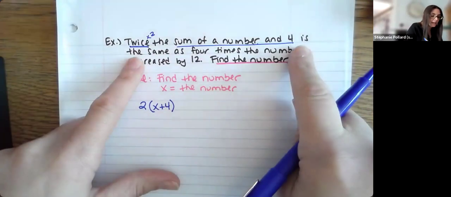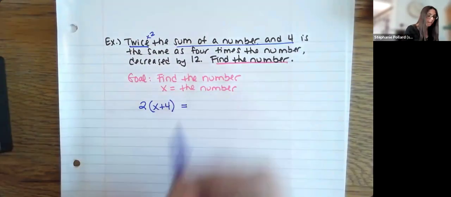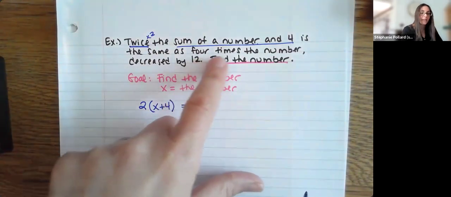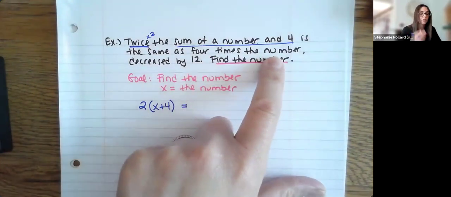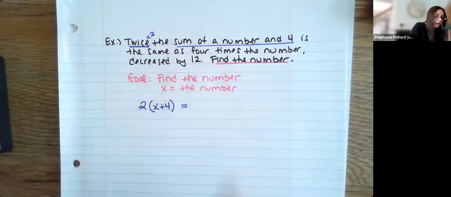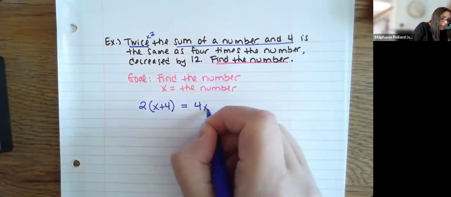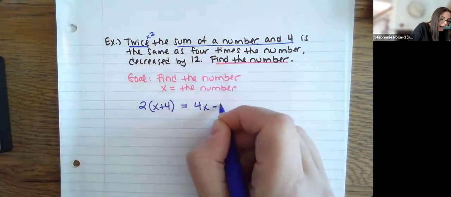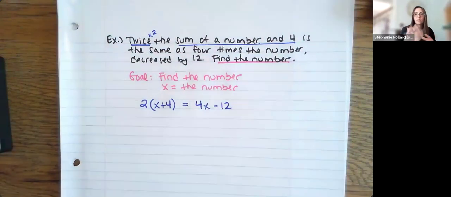Is the same as, again, means equals. Here, 4 times the number. Now, this is what we're more used to. 4 times a number. So 4x decreased by 12. Decrease means subtract. There's no from or than there, so it's just regular subtraction.